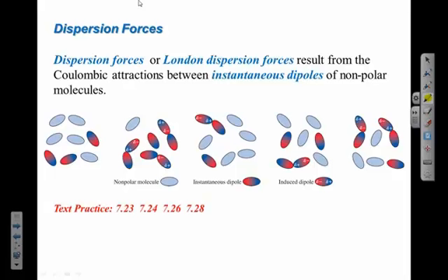And then the third type that they focus on in this chapter are dispersion forces, or London dispersion forces. These involve temporary dipoles. So here in this picture, the light blue ovals are meant to show non-polar molecules, molecules that don't normally have opposite charges on opposite ends. Because the blue is positive and the red is negative. If there's no dark blue or red, then I don't have any charges.